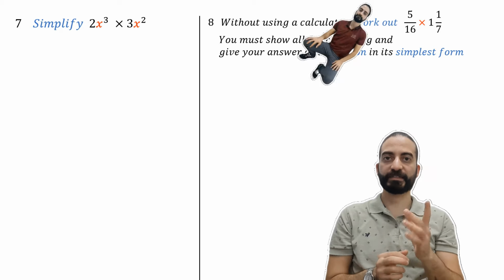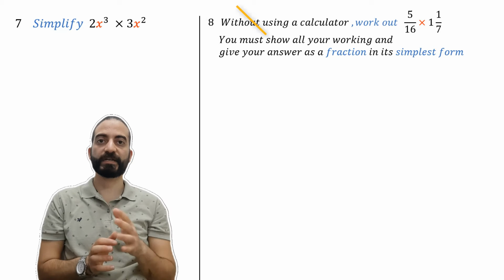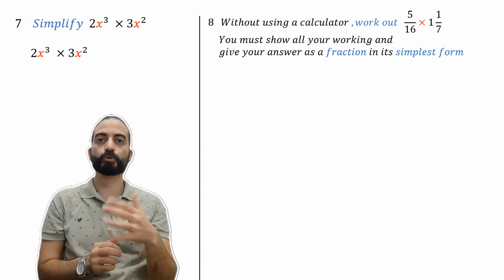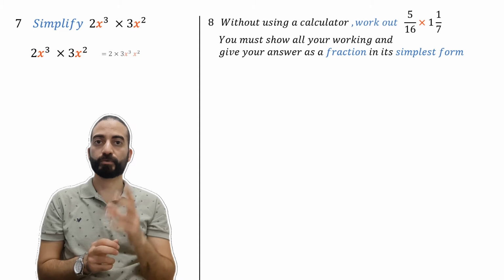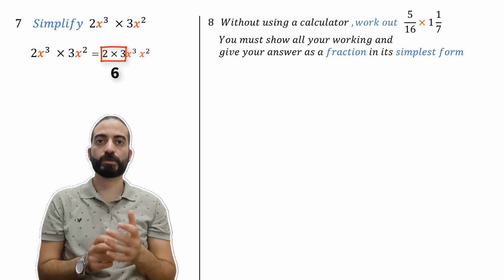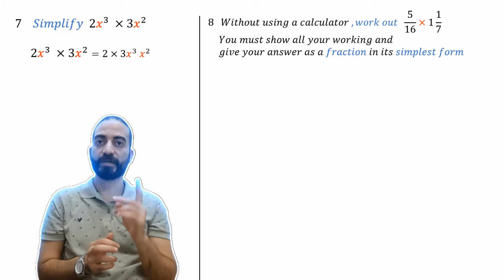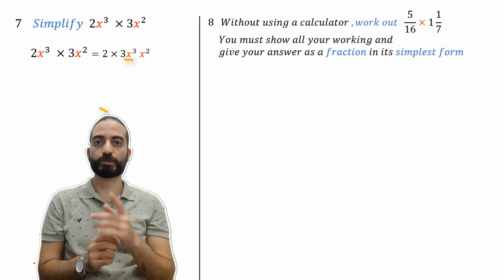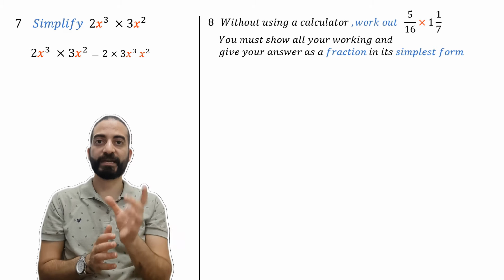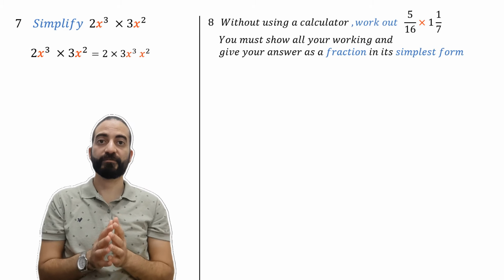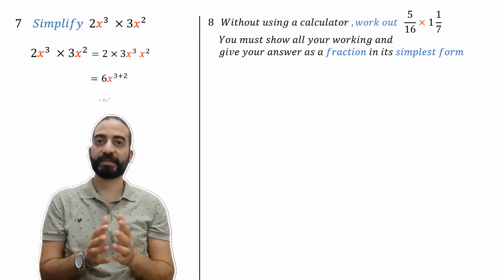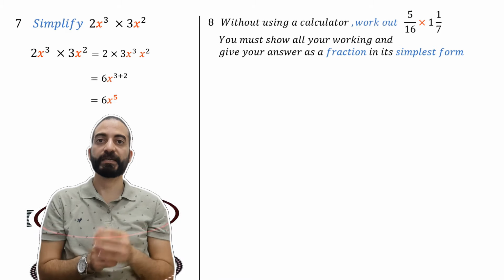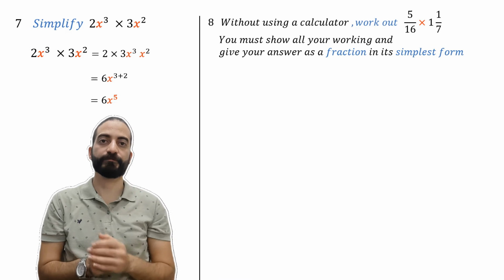What is required in the seventh question is simplify 2x to the power of 3 times 3x to the power of 2. We must multiply the numbers together: 2 times 3 equals 6. And also multiply the x. Here we have x cubed and here we have x squared. When we have the same base and we multiply, we must add the powers with each other. We get the final answer, which is 6x to the power of 5.